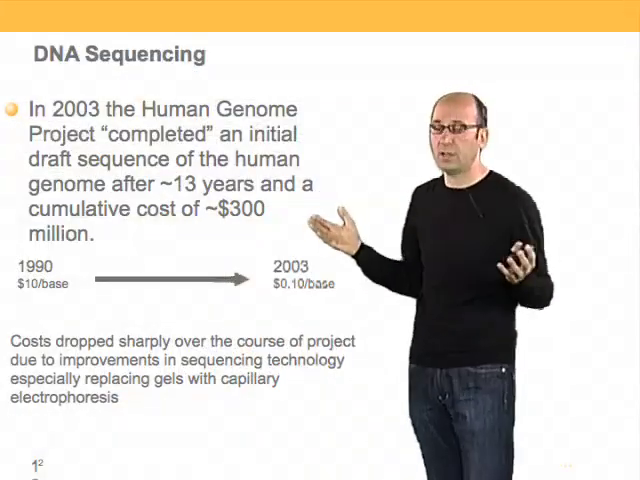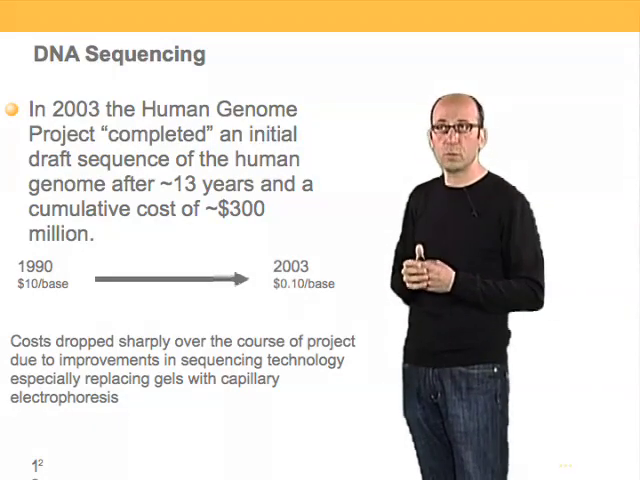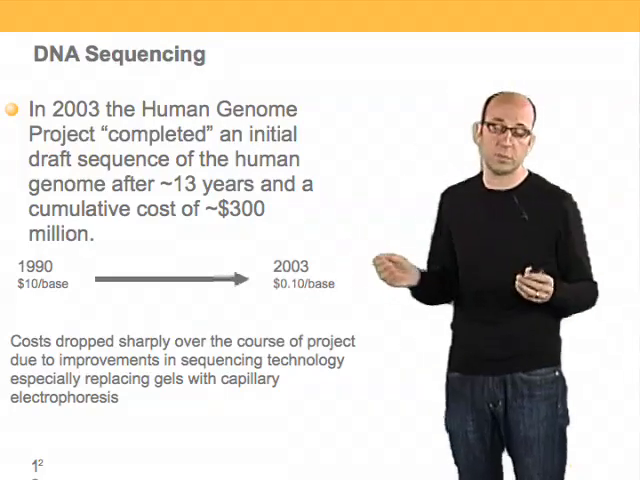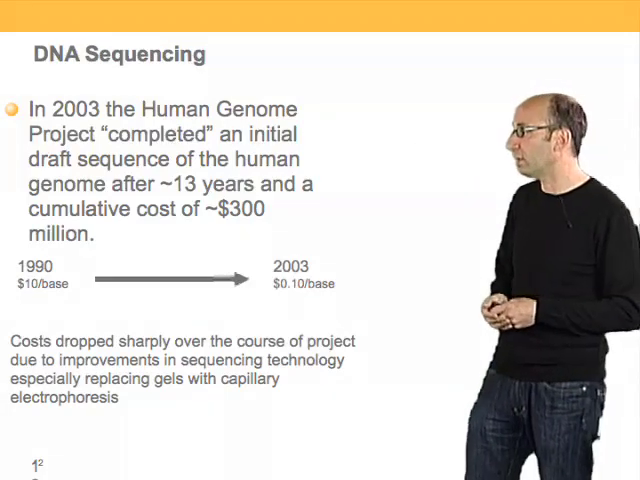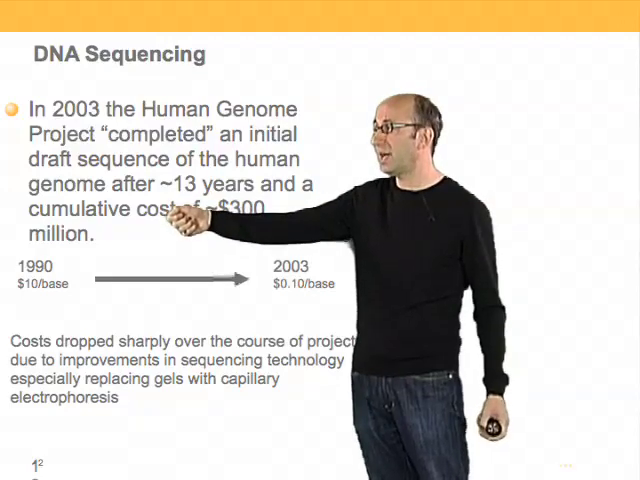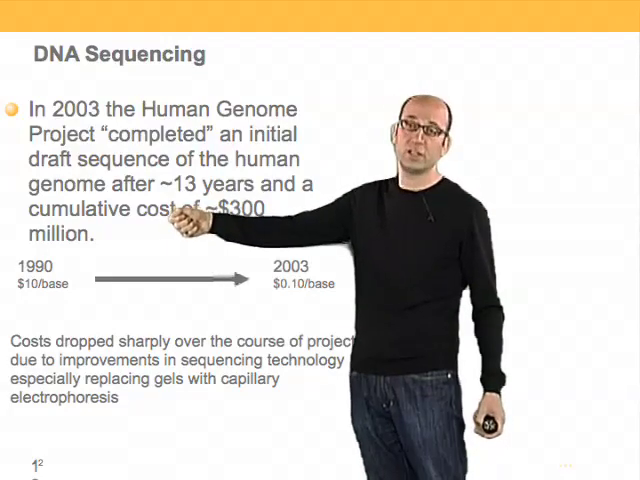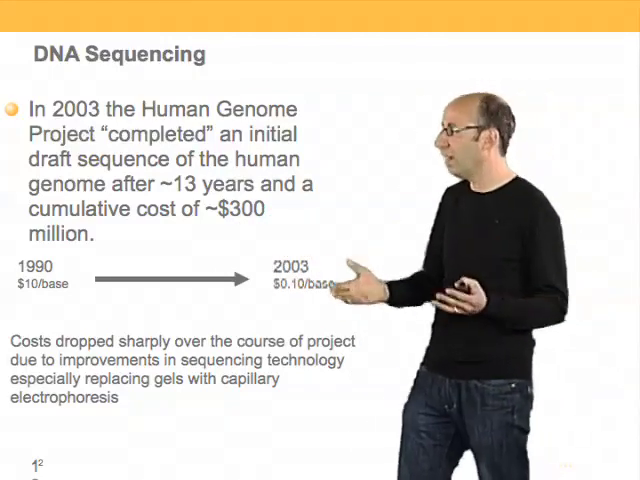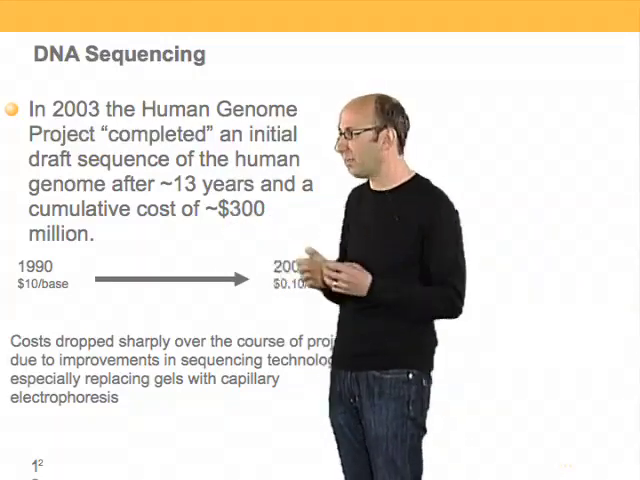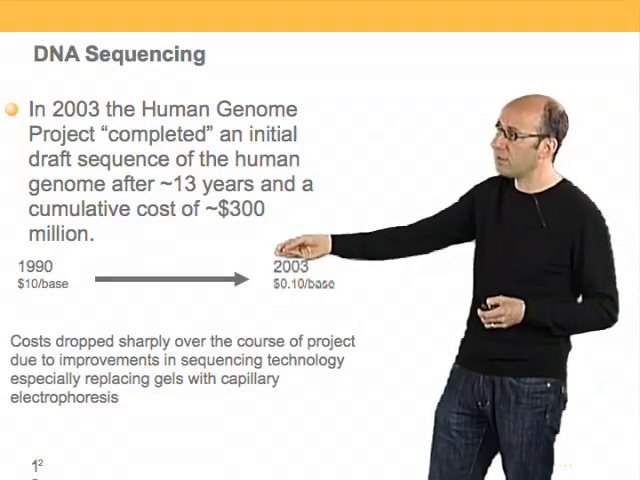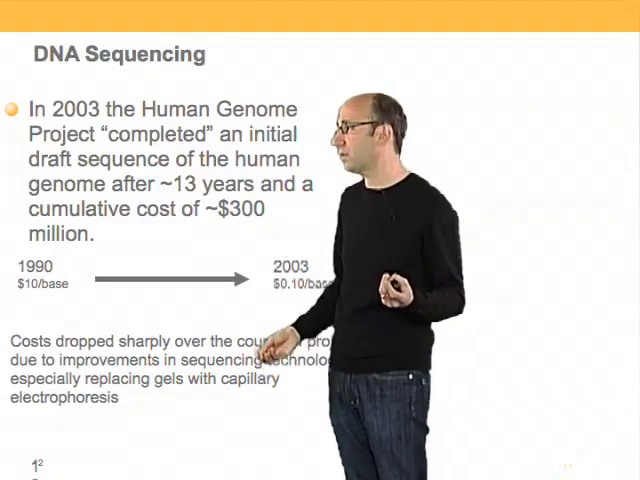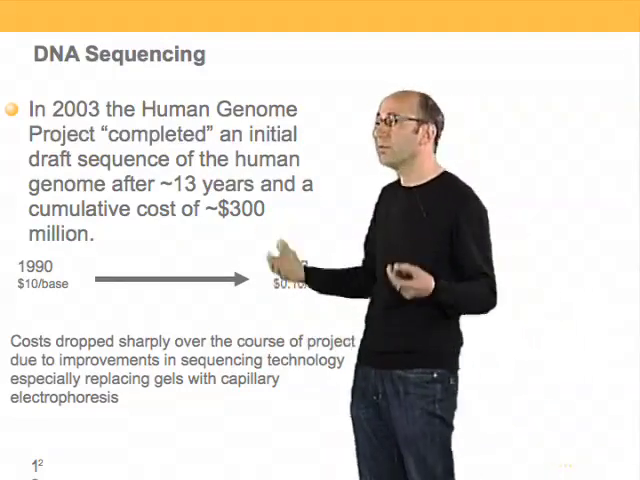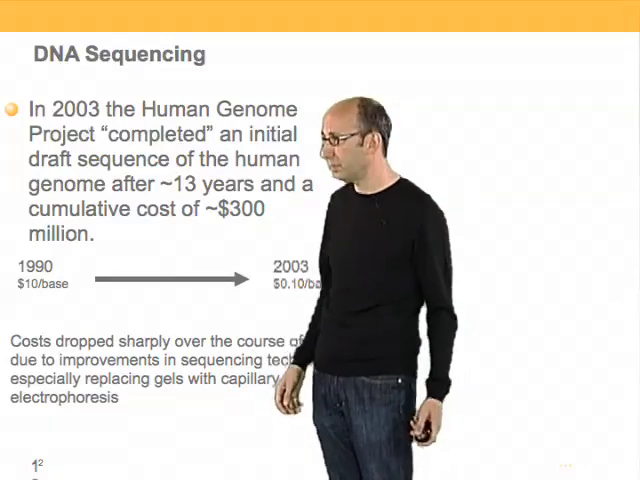And this really, with a great deal of work, made it possible to sequence the human genome. Just to give you an idea of the scale of this, the Human Genome Project was conducted over 13 years. The cumulative cost of this project was about $300 million. In the beginning of the project, 1990, it cost something like $10 per base. It would have been an absurdly, untenably expensive project, a $30 billion project, sort of like a moonshot type cost. But by 2003, really thanks largely to capillary electrophoresis, that cost had come down to 10 cents a base, allowing the sort of $300 million human genome.